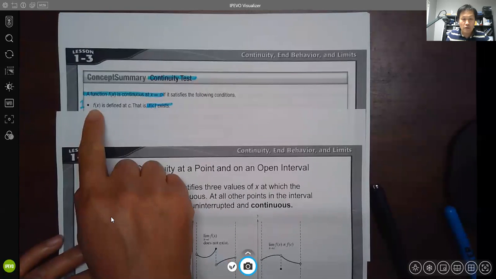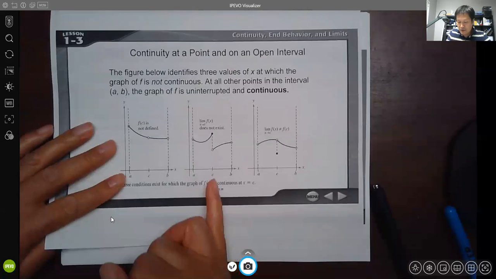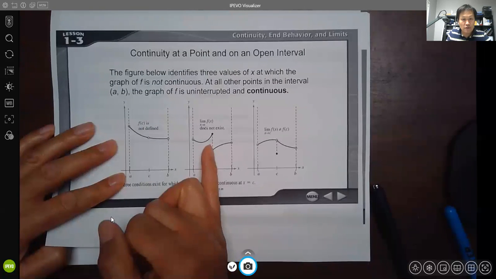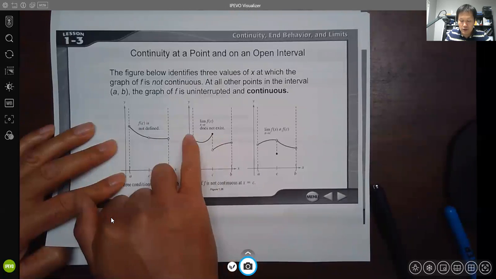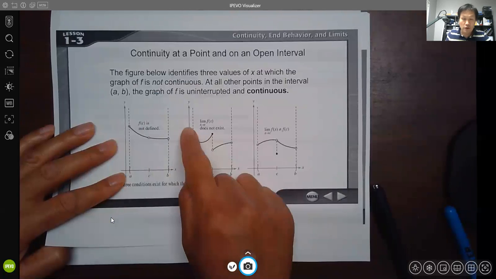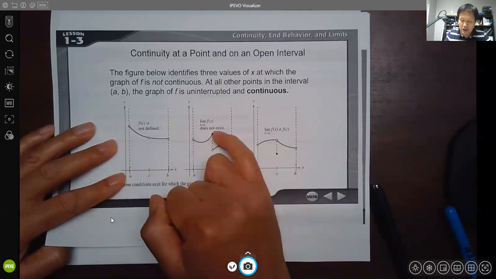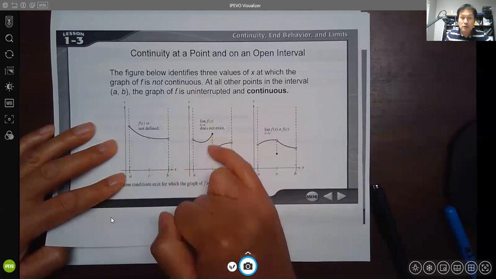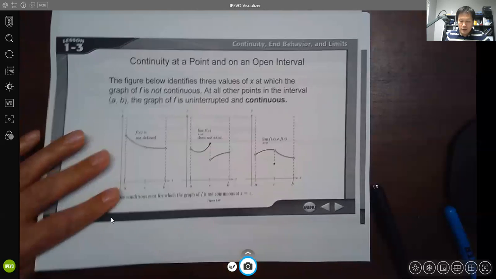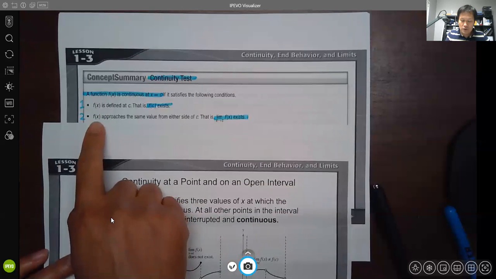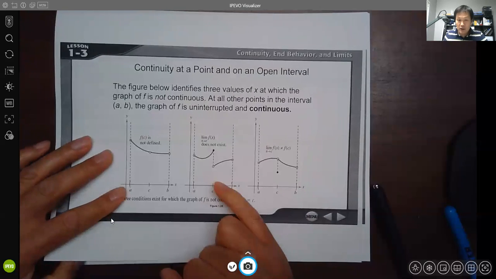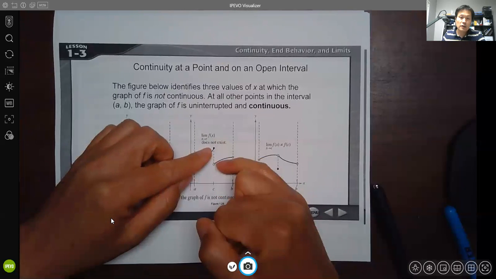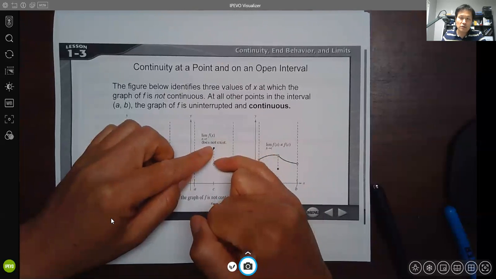Let's say I ask you to do the continuity test with the second example. Then you have to start with the first condition, f of c exists. When x equal to c, is there a function value? Yes, f of c does exist. Let's say that value was 5, then you can say f of c is 5. Then you move on to the second condition. Does the limit exist as x approaches c? And you see that as x approaches c, the left-hand limit and right-hand limit do not match. So you say the limit does not exist.